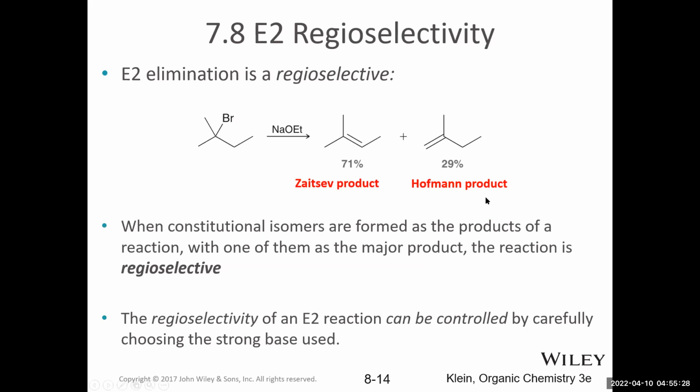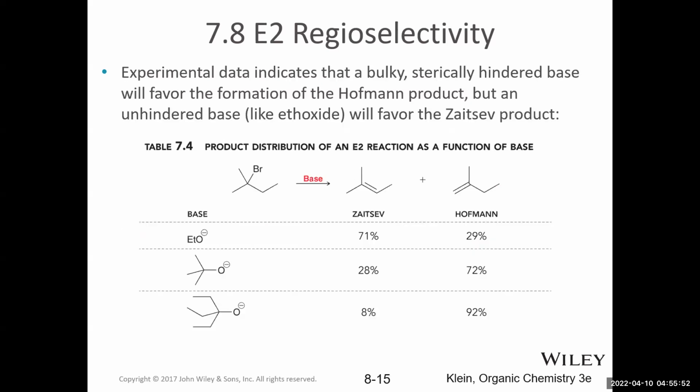Okay, so this is just a summary slide. When constitutional isomers are formed as products of a reaction, one of them being the major product, the reaction is said to be regioselective. The regioselectivity of this E2 reaction can be carefully controlled by the choice of which strong base is used in the reaction.